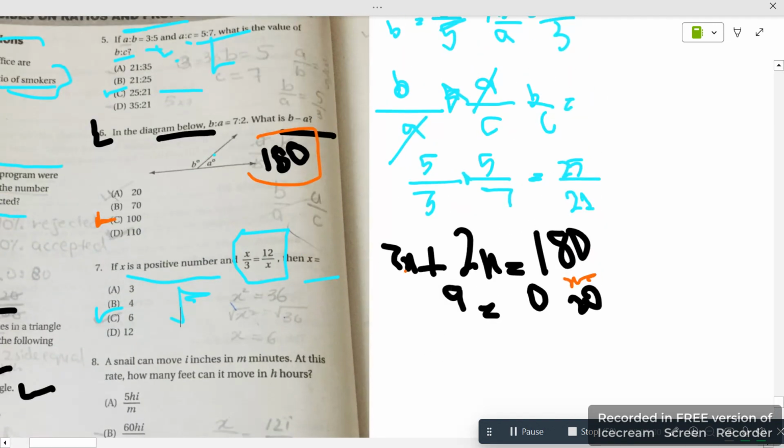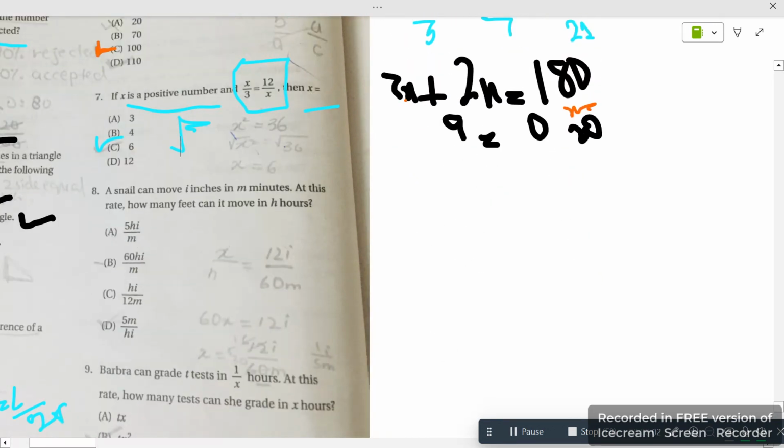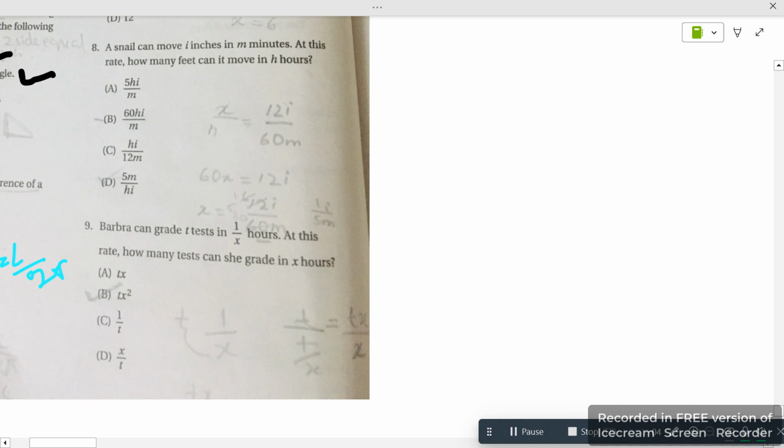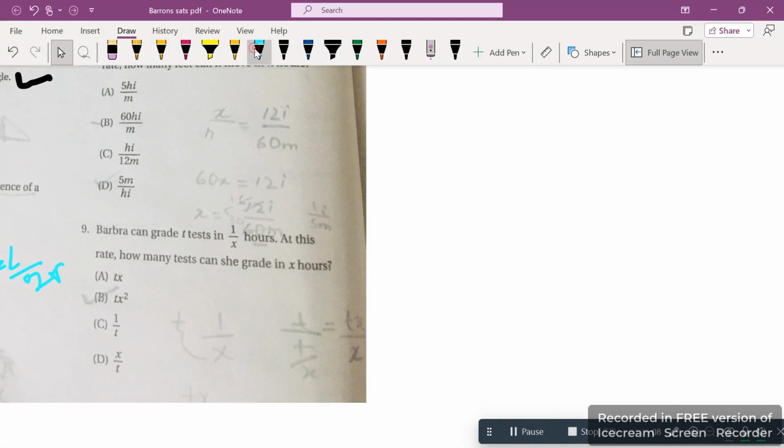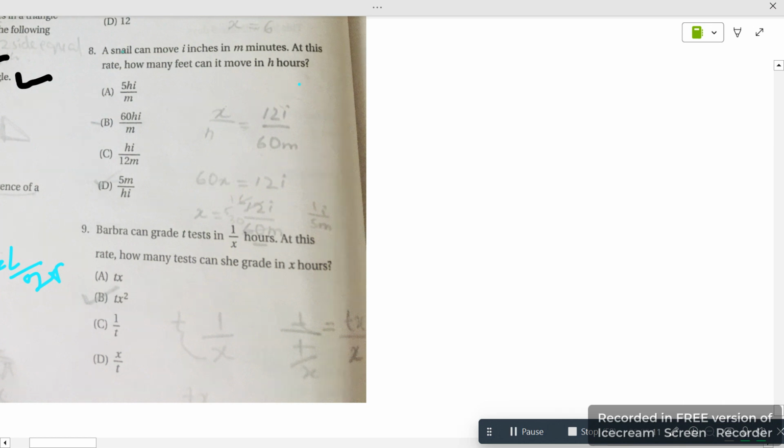So we were done till the 7th question last video. So now we are going with the 8th one part. So let's get started. The question they're asking: a snail moves I inches in m minutes. At this rate, how many feet can it move in h hours? This is a little tricky question.